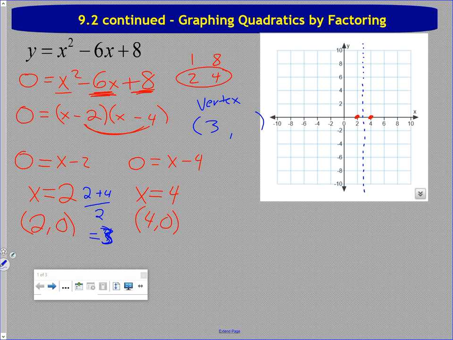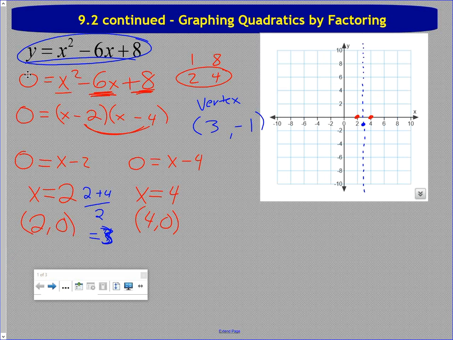So I'm going to plug that 3 back into the original function. Okay, so you can do this on your calculator. Hit 3, store, and then the X button, enter, and then just type in that original function. Okay, if you plug it in, 3 squared is 9, minus 18 is negative 9, plus 8, negative 1. So it's not impossible to do by hand. So 3, negative 1. So our vertex is right there.